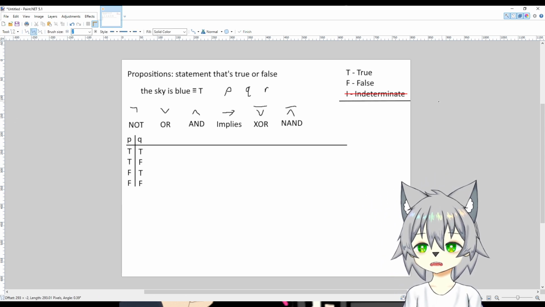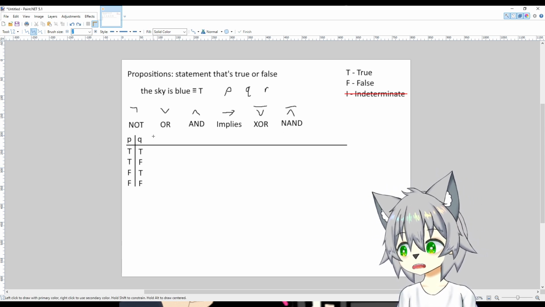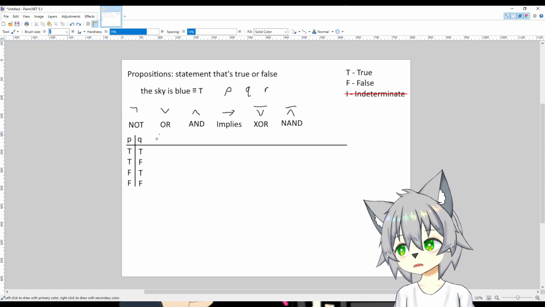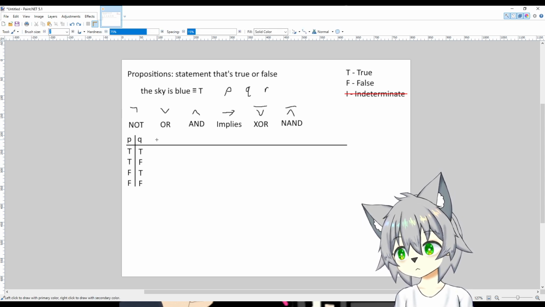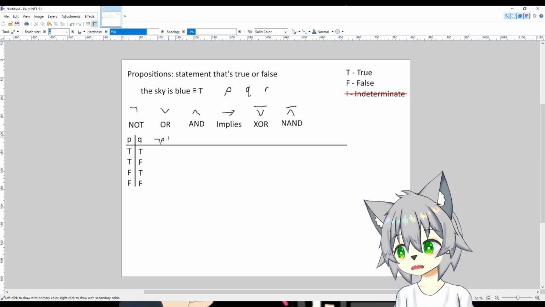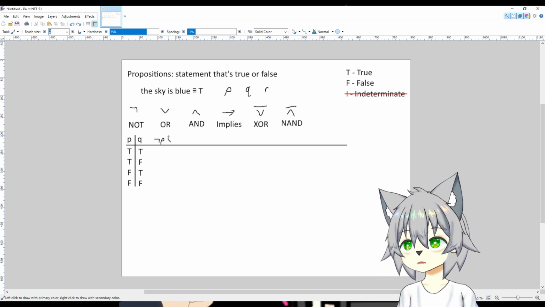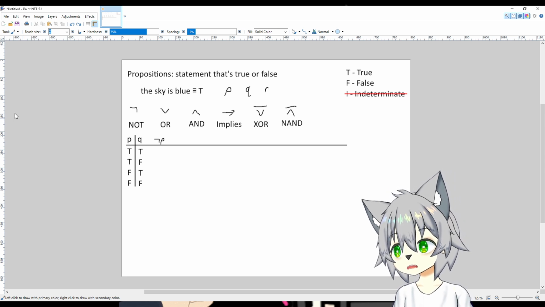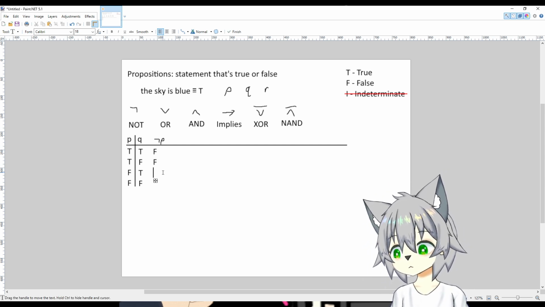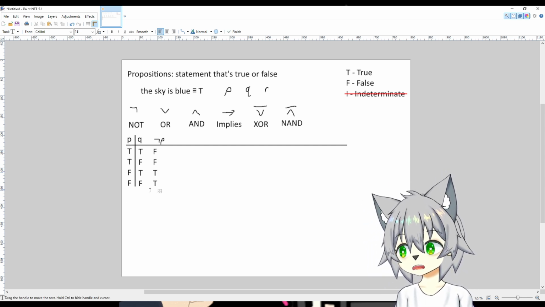Of course, there is the indeterminate stuff, but we don't care about that yet. We do not care about that yet. So we have not P, which can also just be represented as P bar, or you can also just go ahead and write not P entirely as well. And the only thing that will do is just flip the truth value around. And that's what it does.